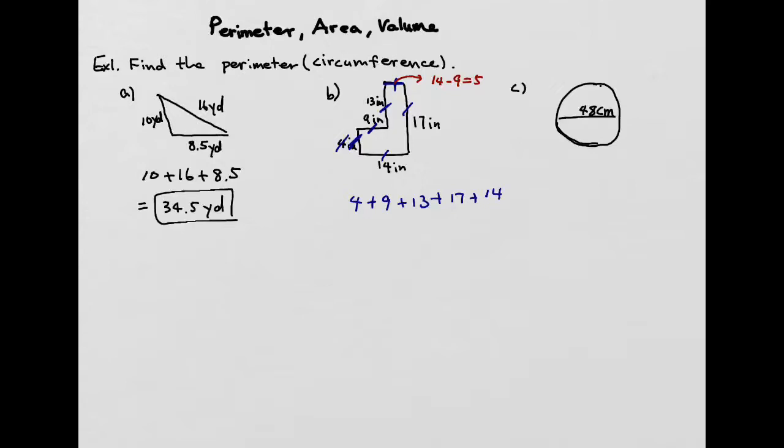So again, in order to find the perimeter, make sure you add all the sides of whatever shape you have. And before I do anything else, it looks like I forgot to write 5. So make sure you're adding all the sides. When you add all that, you will end up getting 62, and your unit is inches.